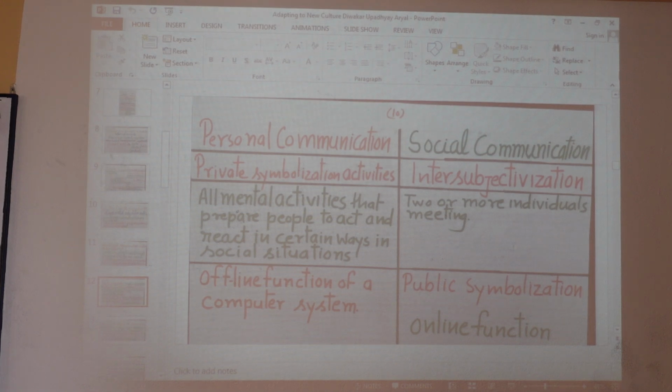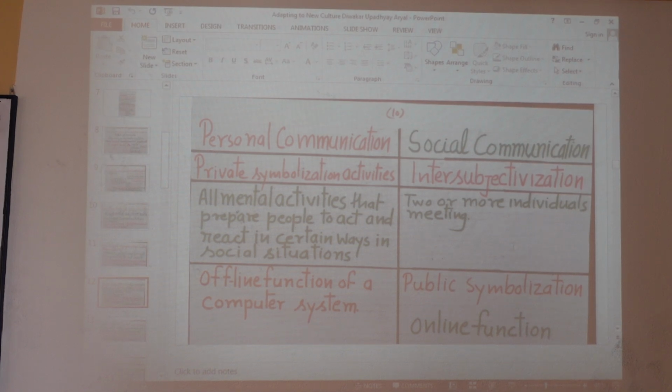Right now, I am having social communication because I am talking to you. Inter-subject. Subject means person. Inter means two. So, intersubjectivization is social communication. Right?